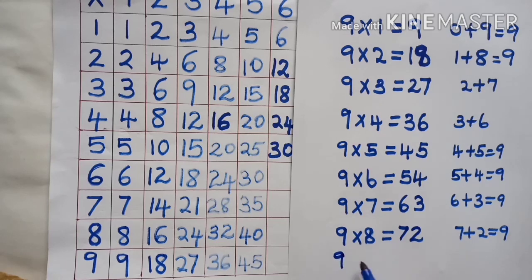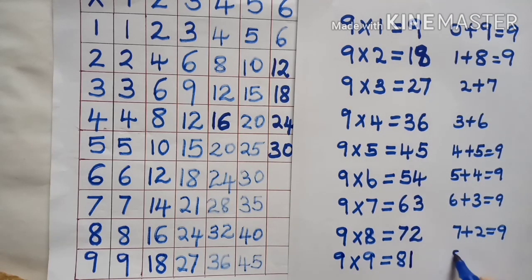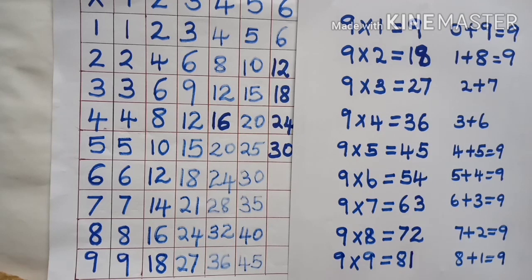What about 9 times 9? The number before 9 is 8. 8 plus what will give us 9? 8 plus 1. 8 plus 1 is 9. So 9 times 9 is 81. And that is how we memorize our multiples of 9.